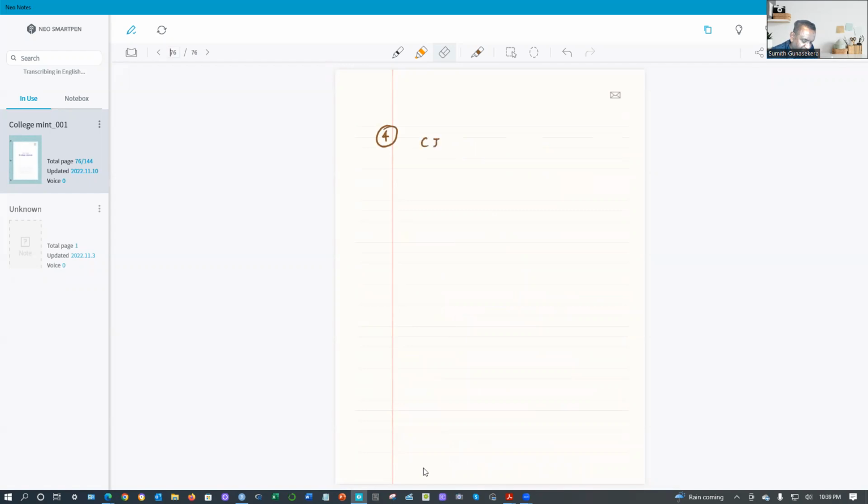Confidence interval for mu is nothing but y bar plus or minus c times s over square root n. Remember, when n goes up, s over square root n goes down. Then the confidence interval for mu goes down, narrow.